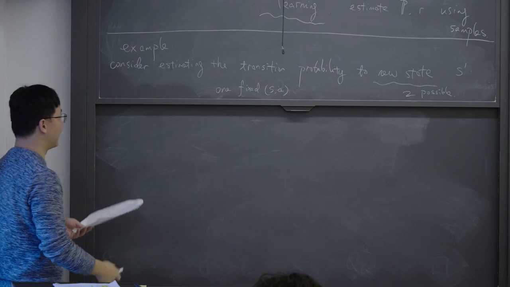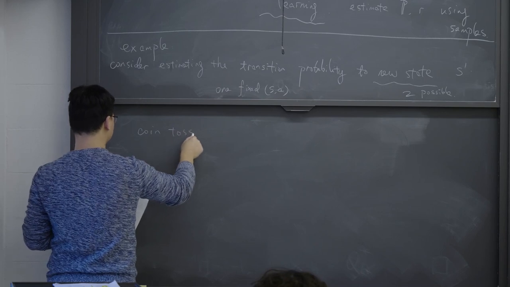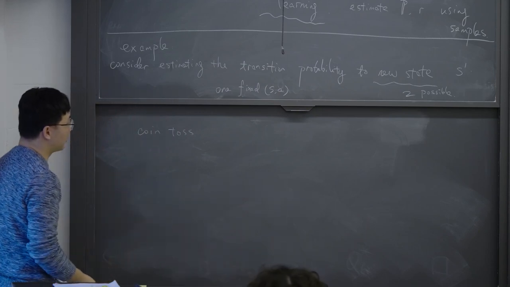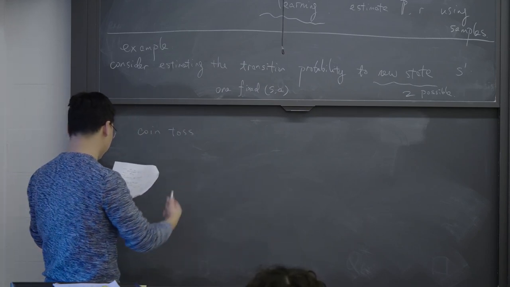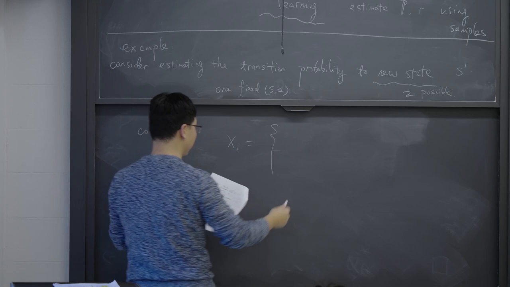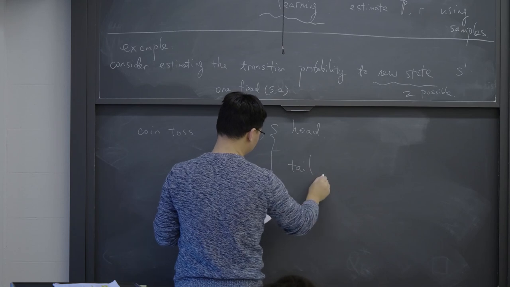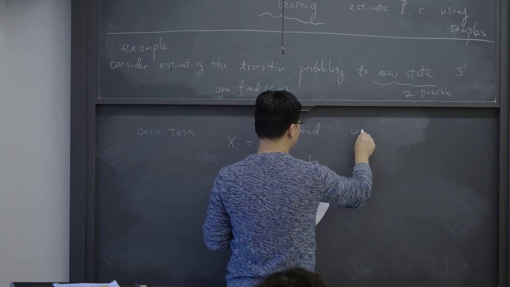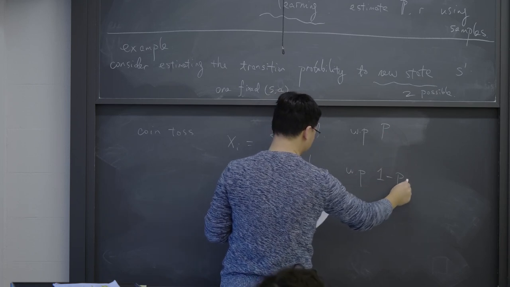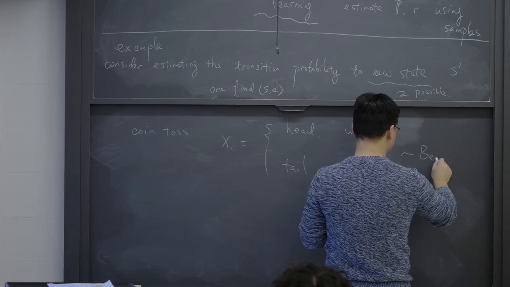This kind of problem is basically the same as a coin toss problem. Because we're starting from one fixed SA pair and looking at the transition to two new states, it is similar to a coin toss, where every time the new state has two possibilities, either head or tail. Say for head, in reality it has probability p, and tail has probability 1 minus p. So this is a Bernoulli random variable with parameter p.